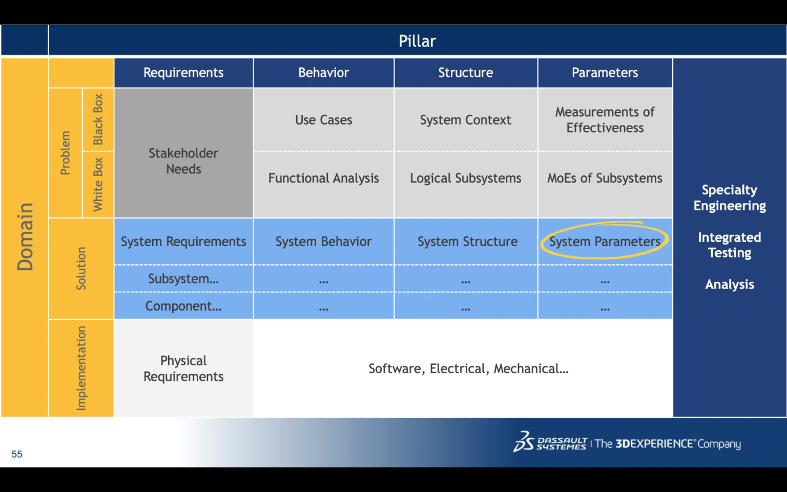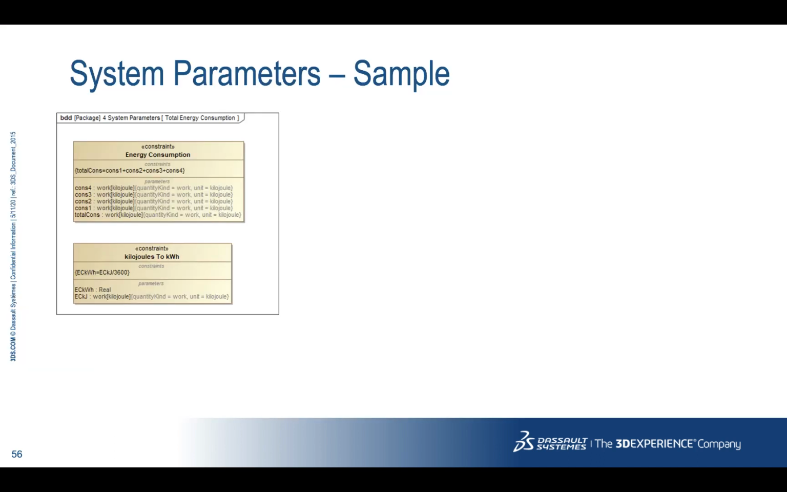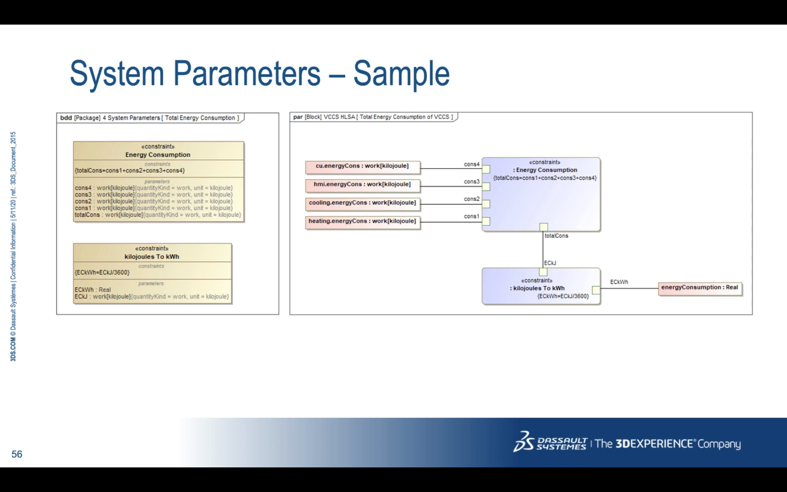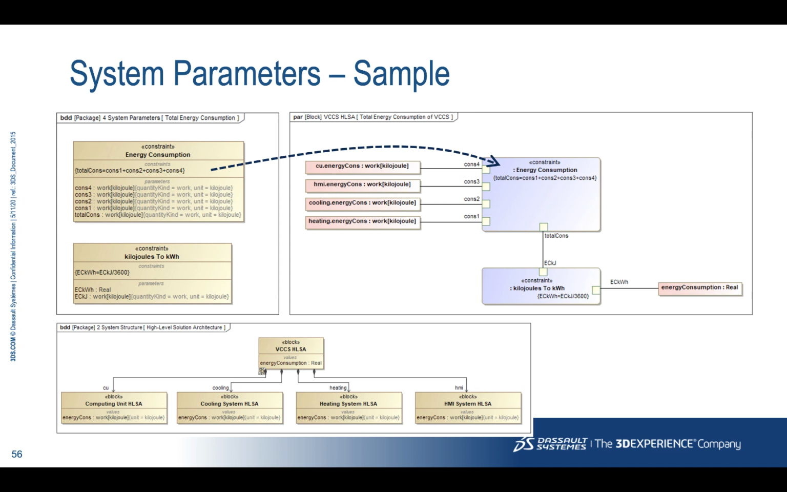So then we go to the system parameters, and at the system parameters, we define methods of how we are going to calculate different KPIs. And we do that in SysML parametric diagrams. So SysML parametric diagrams, they're providing mathematical approaches to calculate the measurement of effectiveness. Okay. And this will be explained in more details when we go to the demonstration.